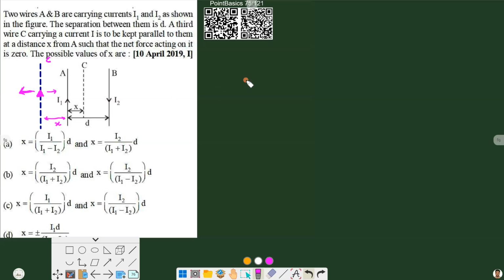So we know that in case of parallel conductors, force per unit length acting between those is equal to mu naught by 4 pi into twice the values of current divided by their distance. So this is the force per unit length. And as we are considering all of these three conductors as infinite length conductors, we assume that force per unit length acting on conductor C will be equal due to both A and B.